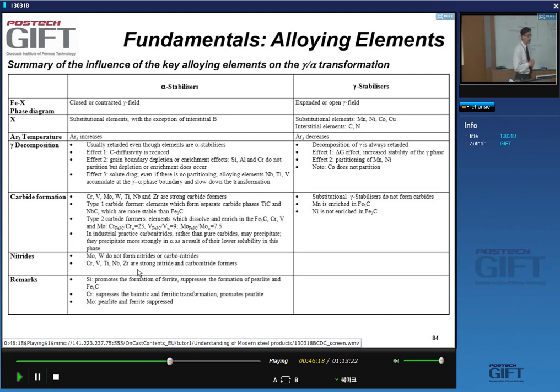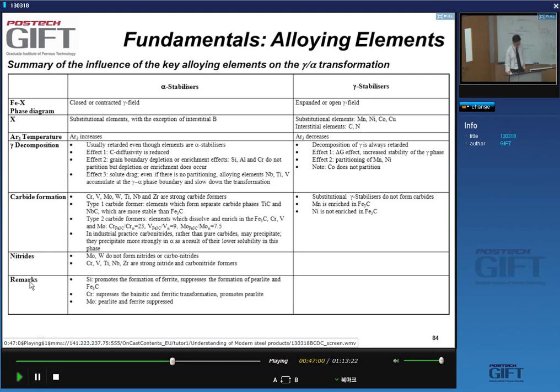In particular, I want to stress the fact that the most effective way to stabilize or bind the nitrogen in steels is addition of titanium. It is because titanium nitride actually forms in the liquid phase. So that is the most effective way to neutralize the nitrogen as a nitride, by addition of small amounts of titanium. About 100 ppm is sufficient.